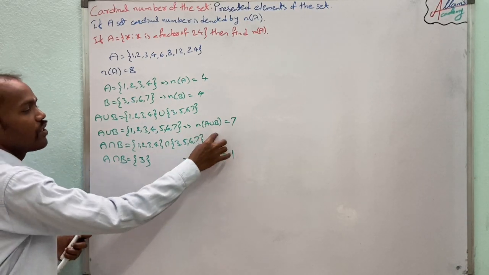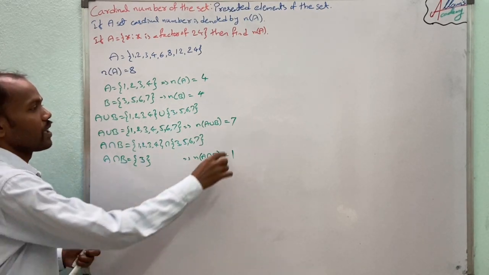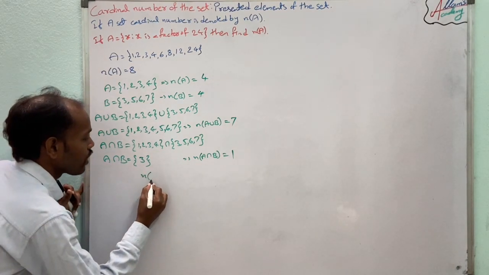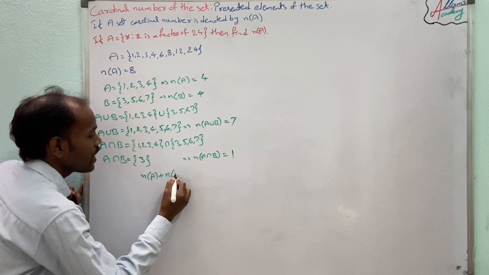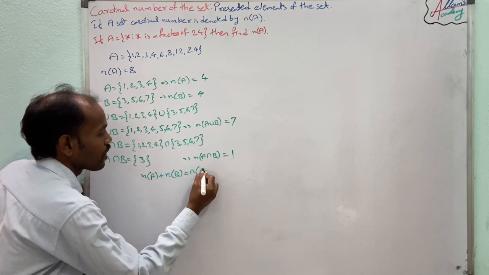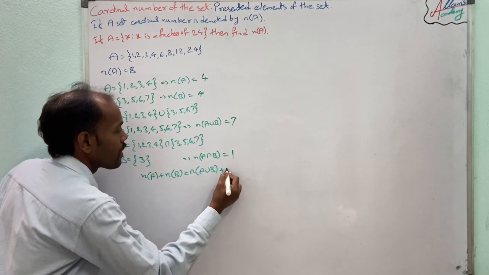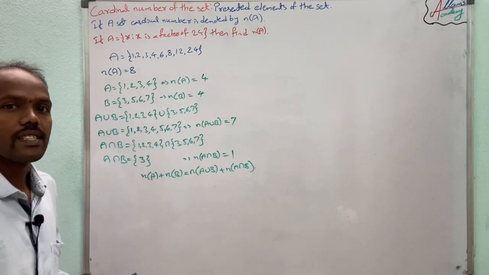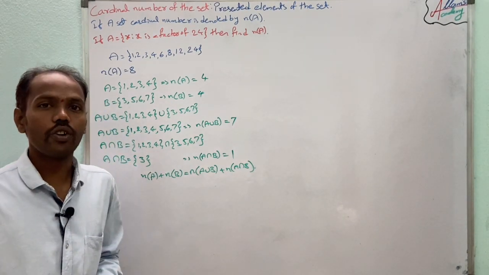Now number of A union B, number of A intersection B, also their sum is 8. So here we conclude that number of A plus number of B is equal to number of A union B plus number of A intersection B. This is one we can conclude.